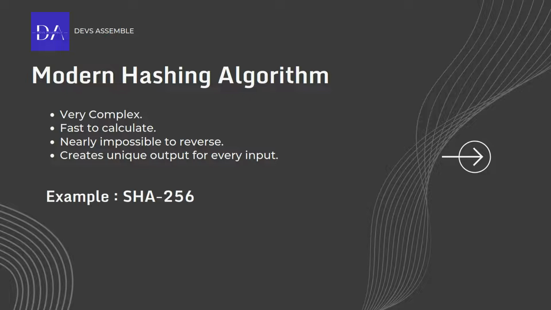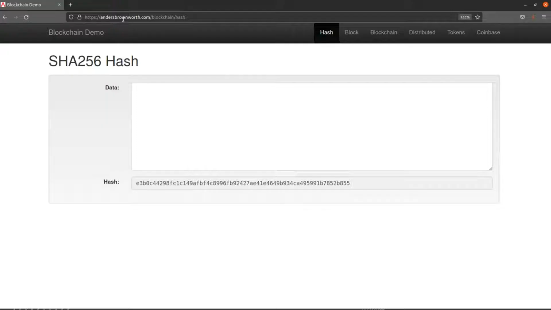In real world applications, we use highly complex hashing algorithms such as SHA-256. Let's see a real hashing algorithm in action. We will go to the website andersbrownworth.com. I will attach the link in the description for you. So here we have an example of a very popular hashing algorithm called SHA-256. As we enter the data, the hash will be calculated and updated here at the bottom automatically. We can see a big string of 64 characters over here.